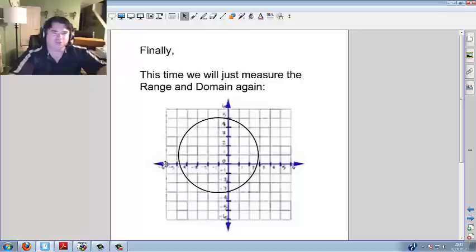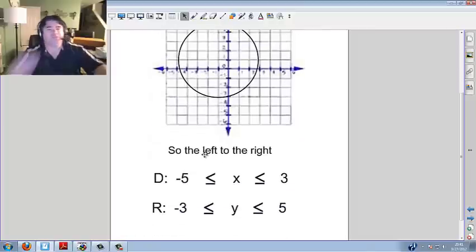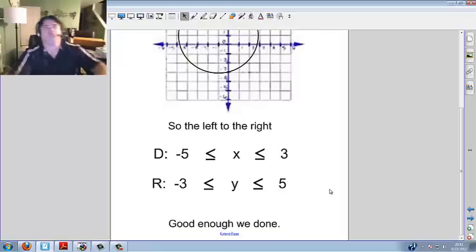For right now, just find the domain minimum or maximum. Looks like the minimum, 1, 2, 3, 4, about -5. Forward 1, 2, about 3. So I'm saying that the domain is -5 to +3. And the range looks like it goes down to -3 and all the way up to about +5. So -5 ≤ x ≤ +3, x in the middle. Range -3 ≤ y ≤ +5, y in the middle. Lesser than or equal to both sides. Good enough. We are done.